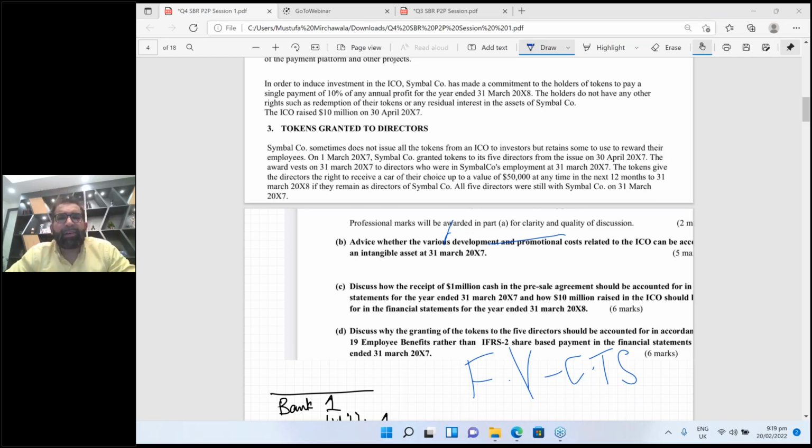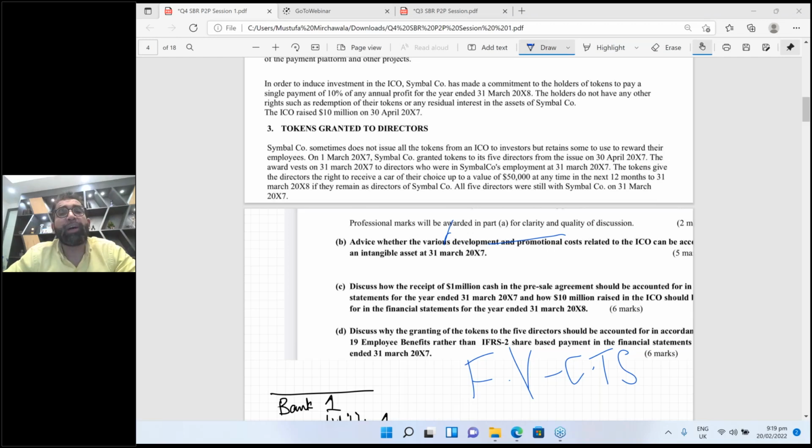Listen, sir, why is cryptocurrency not cash? Because through cash you can buy anything. Cash is exchangeable for goods and services, but till now the whole world has not accepted cryptocurrency, so it's not cash. Okay, the second argument: is cryptocurrency a cash equivalent according to IAS 7? Big no. No.